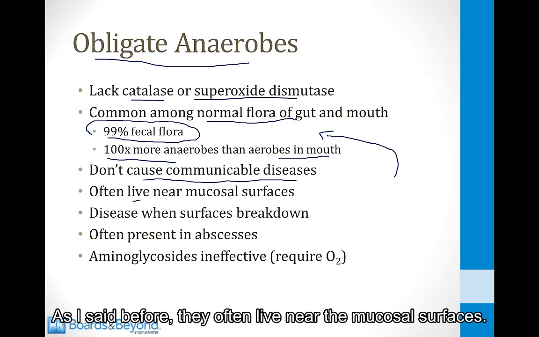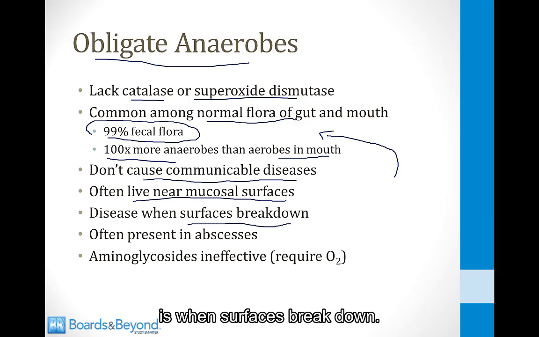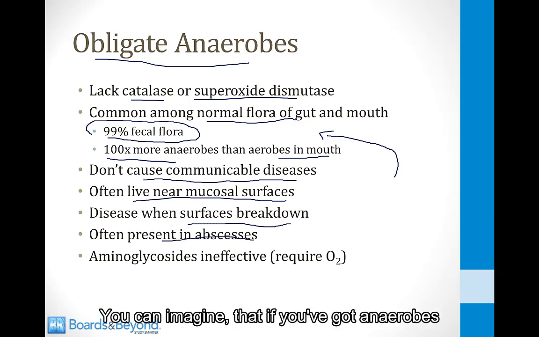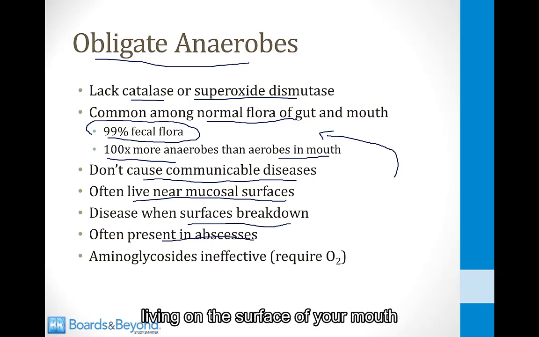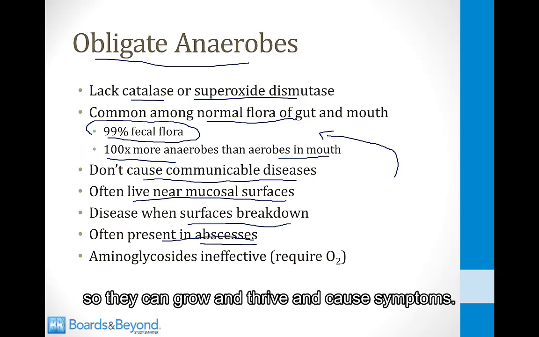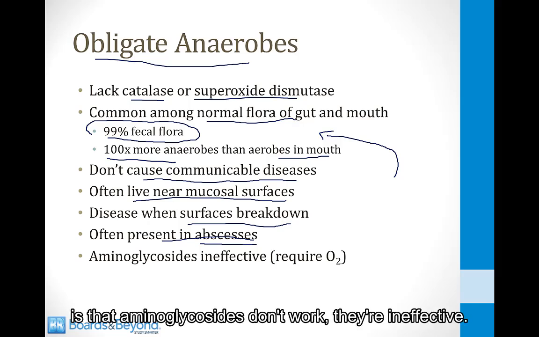As I said before, they often live near the mucosal surfaces, and the main time when these bugs cause infection is when surfaces break down. So you often find anaerobes in abscesses. You can imagine that if you've got anaerobes living on the surface of your mouth and you develop a dental abscess, those anaerobes can get inside, and there's very little oxygen inside those abscesses, so they can grow and thrive and cause symptoms. Another high-yield thing to know about anaerobes is that aminoglycosides don't work.